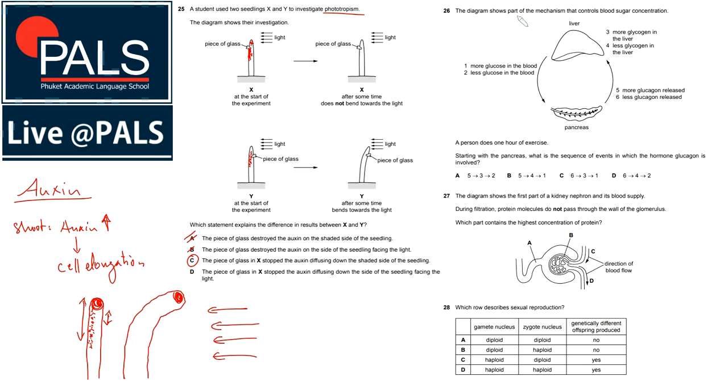The diagram shows part of the mechanism that controls blood sugar concentration. More glucose in the blood, less glucose in the blood, more glycogen in the liver, less glycogen in the liver, more glucagon released, less glucagon released. Let's see what happens here. A person does 1 hour of exercise, starting with the pancreas. What is the sequence of events?